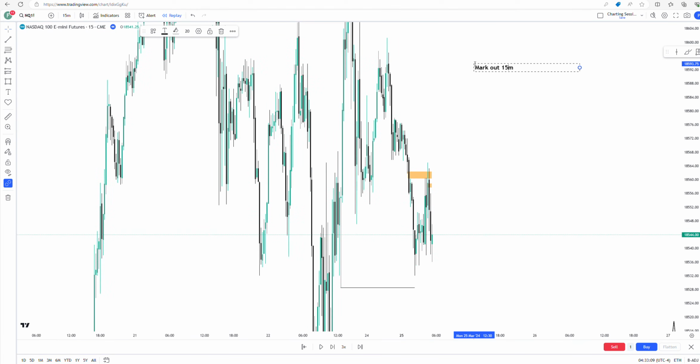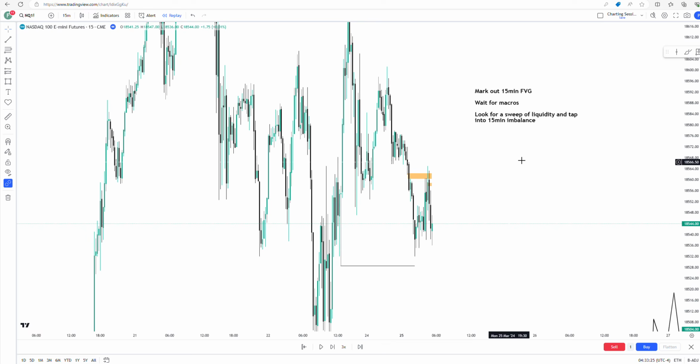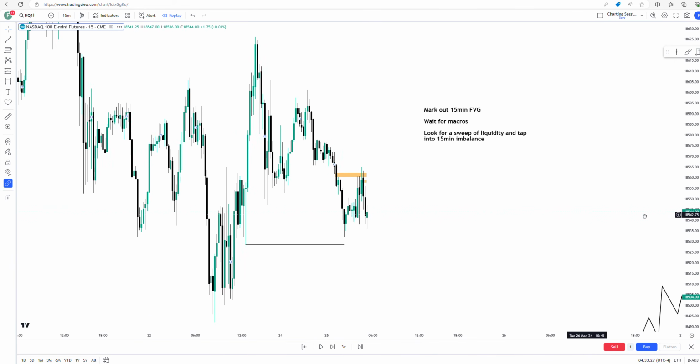Mark out 15-minute imbalances. Wait for macros. And then look for a sweep of liquidity and tap into a 15-minute imbalance. That is the basis of this strategy, guys. That's the basis of this strategy. So that's kind of what we're working with.